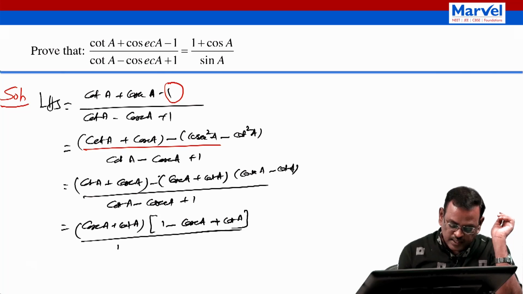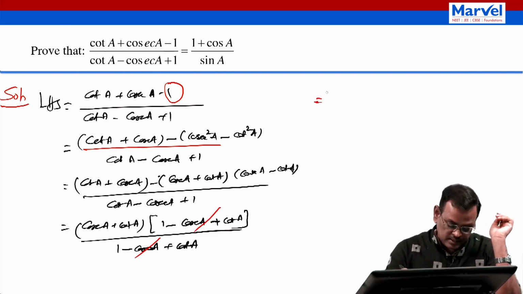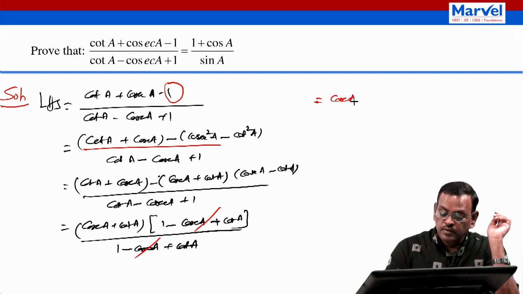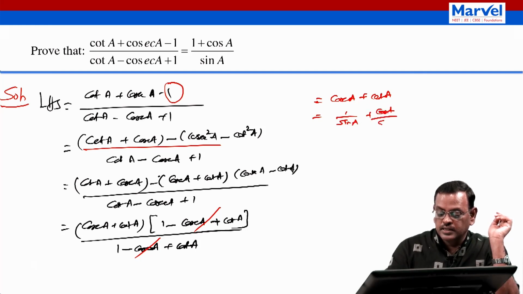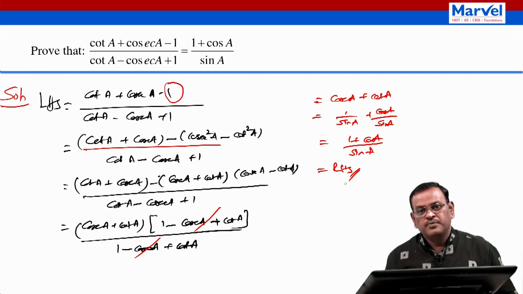What is the denominator? Rewrite the denominator. Now these two big expressions get cancelled and hence this is equal to cosecant A plus cot A. This is 1 by sin A plus cos A by sin A, 1 plus cos A by sin A. This is RHS. So this is also under the type: replace 1 in the numerator by the identity.